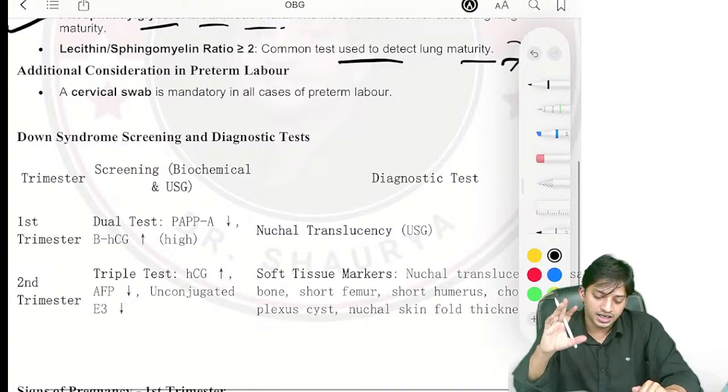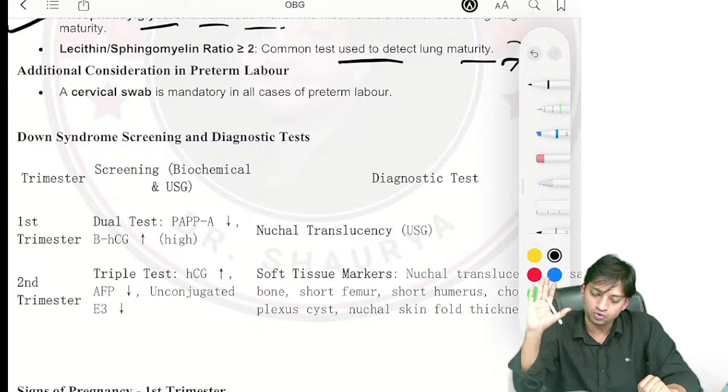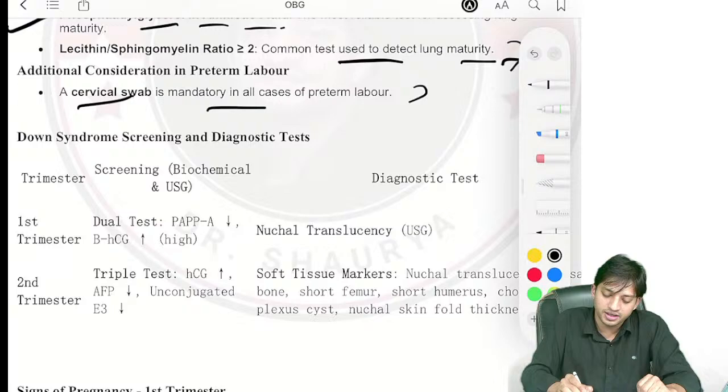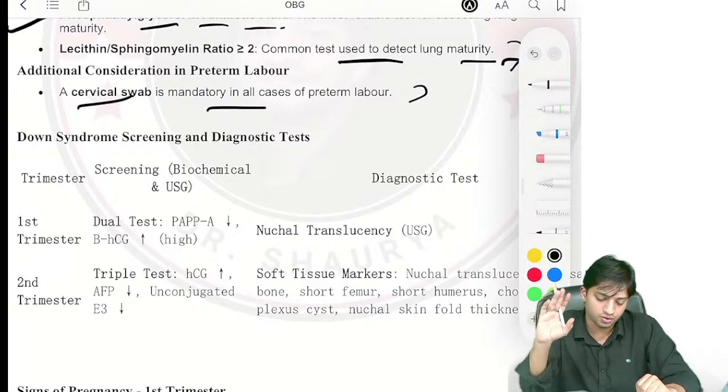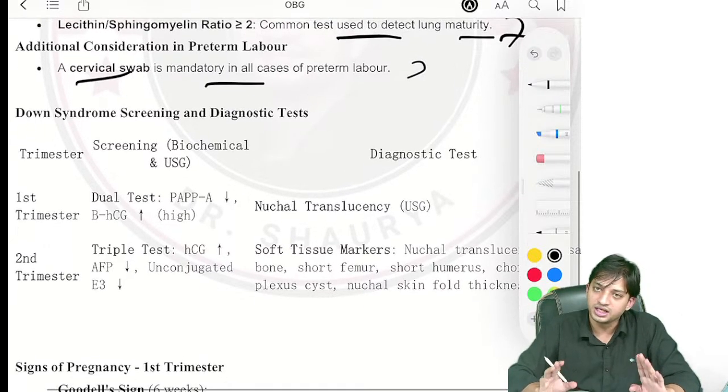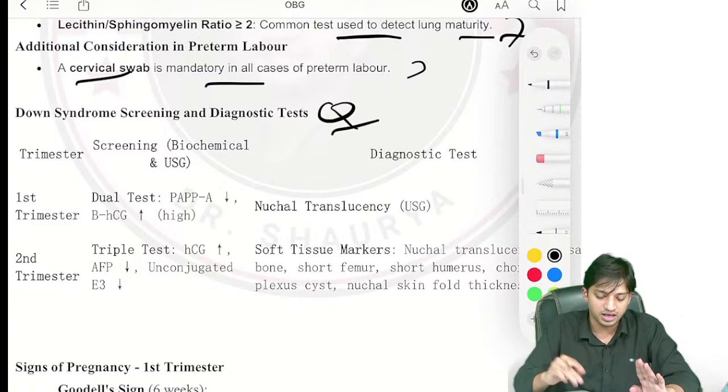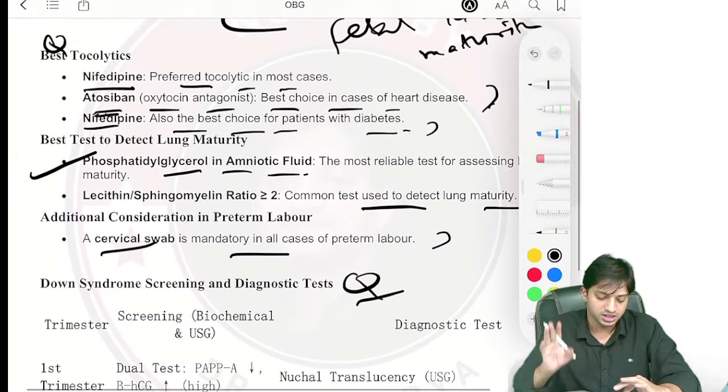Come here, guys. Additional consideration in preterm labor. What you have to do? A cervical swab is mandatory in all cases of preterm labor. You already know. Now, Down syndrome screening and diagnostic test. One more important question we are going to discuss. Preterm labor we have discussed, right?